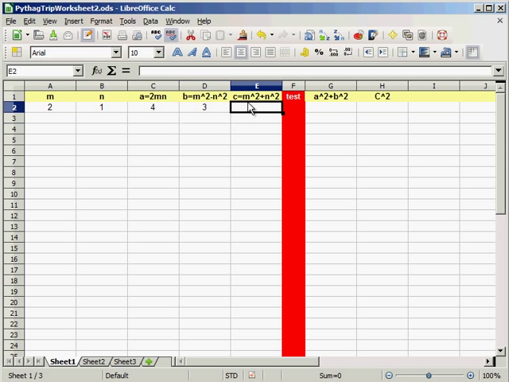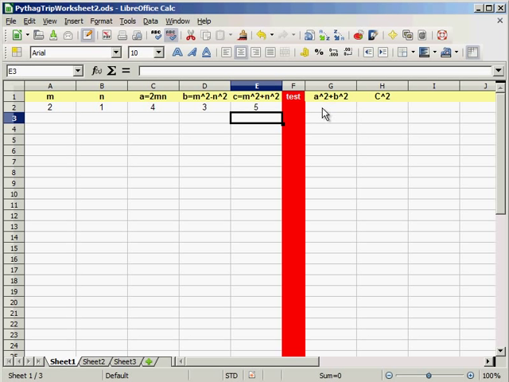And this one is m squared plus n squared. And so I'm going to say equals this squared plus this squared. Okay. And I have my 3, 4, 5 triangle there.